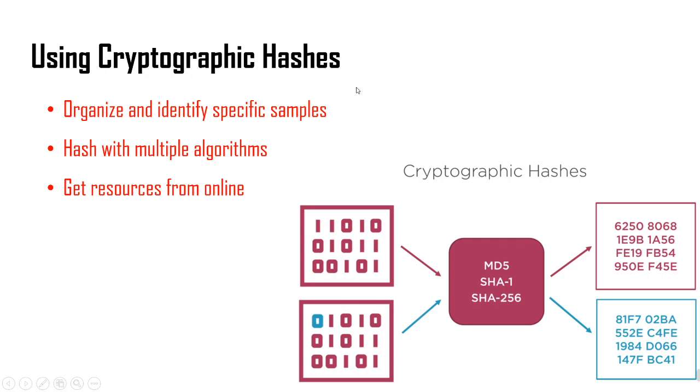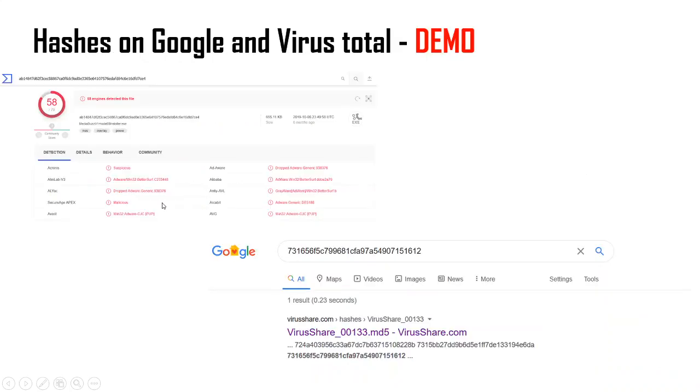So how will these hashes be useful for analyzing by doing a static analysis? They help you organize and identify specific samples. If you want to store your malware samples, you have to organize and identify the specific samples you have been analyzing, with the help of the hashes. Hash with multiple algorithms. You have to hash your malware samples with multiple algorithms, even though it has already been hashed, so you can get many resources from online.